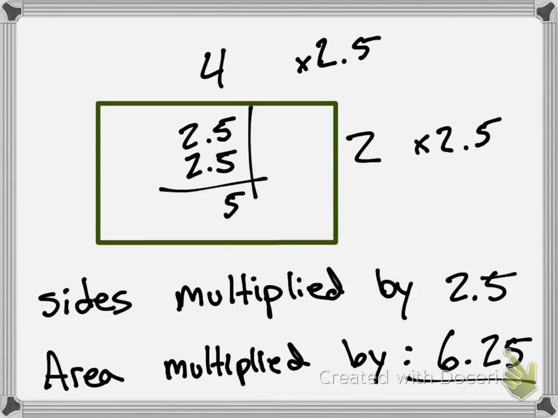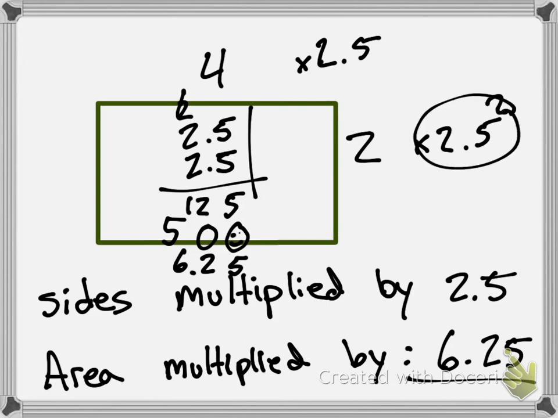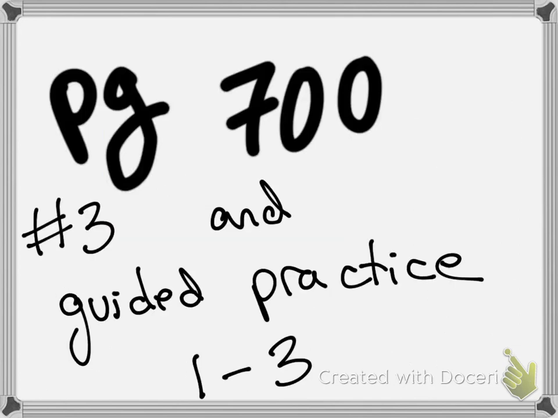5 times 5 is 25. 5 times 2 is 10. We get 12. Magic 0. 2 times 5 is 10. 2 times 2, we get our 5 there. 6.25. So it's multiplied by that squared, or that times that.